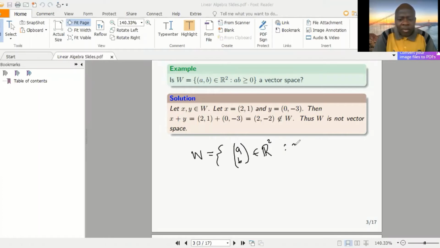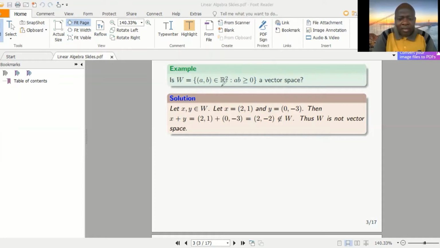Such that the product of AB is greater than or equal to 0. You can even write it that way. There's no problem. Now, the question is, is this set here a vector space? So that means you go through the properties and see whether it will satisfy. And if you believe that it will not be satisfied, then you say it's not a vector space.